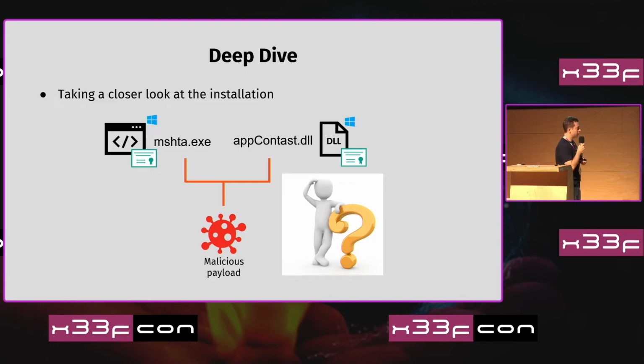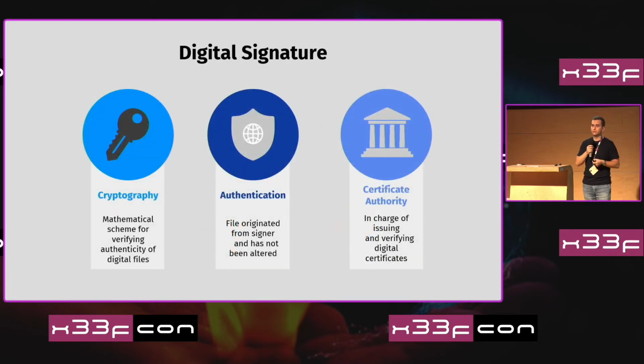So we wanted to take a look at this a bit further. But first, let's talk a little bit about digital signatures. So what's a digital signature? It's a mathematical scheme for verifying the authenticity of digital files. It allows us to confirm that the file originated from the signer and has not been tampered with or changed since it left the signer's computer.